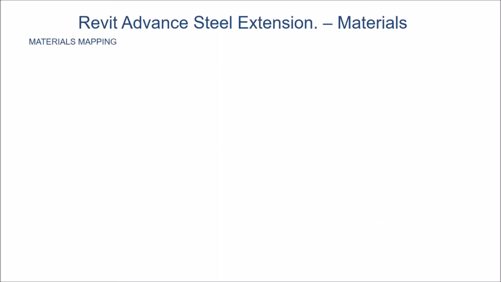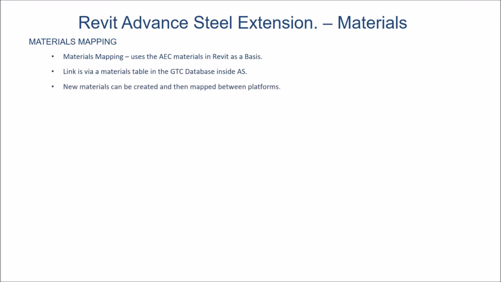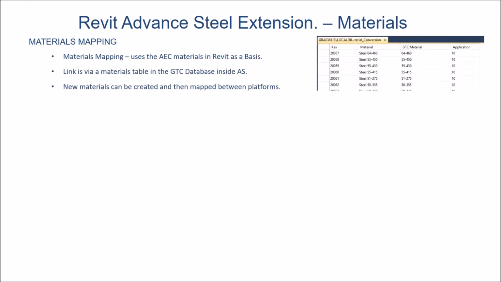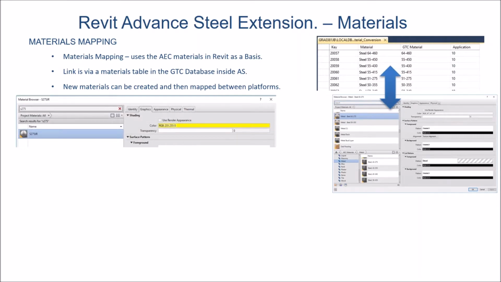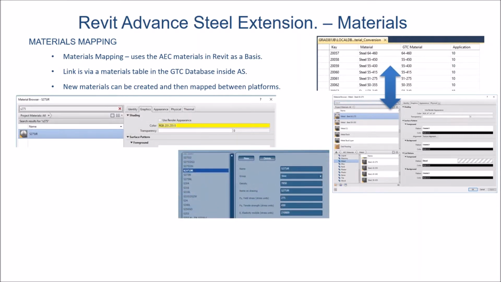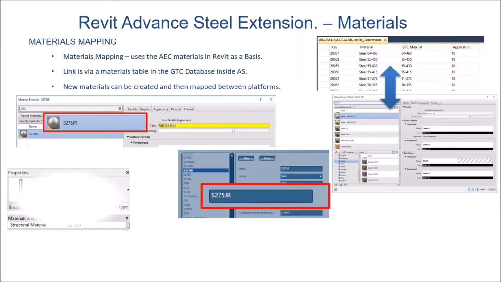So moving on from that, the next bit is to do with materials. So materials in Advanced Steel, okay? We have materials inside Advanced Steel, we have materials inside Revit, and I found through testing that we need to try and align these materials or else you end up with a dialog popping up telling you that you need to map the material each time.